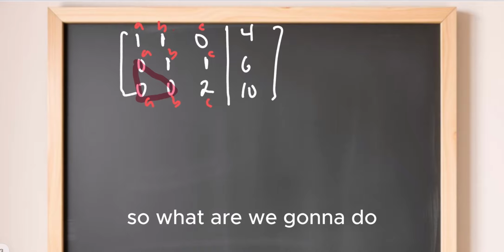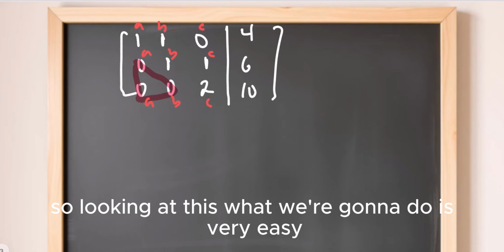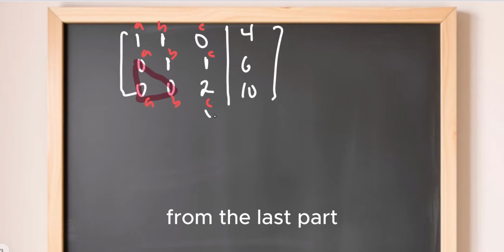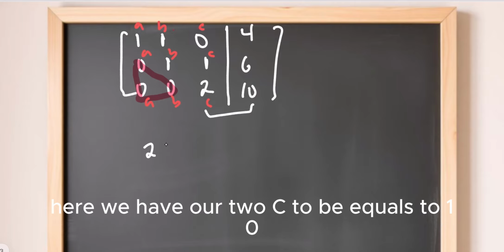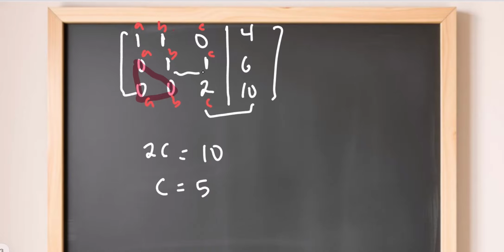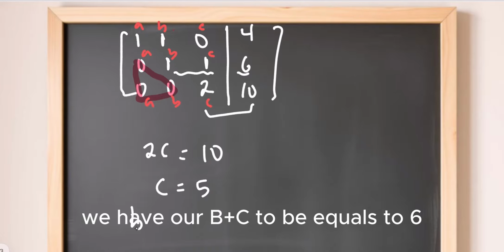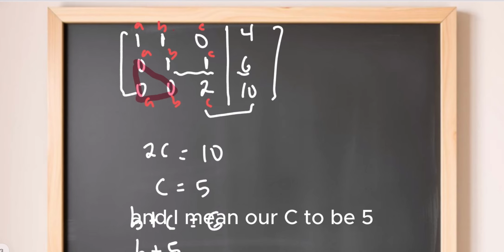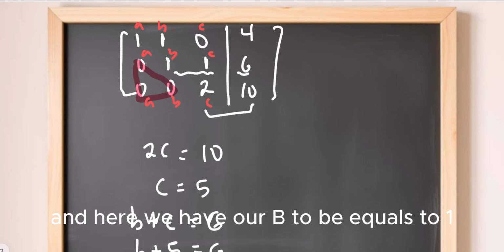So what are we going to do? What we're going to do is very easy. We want to compare the coefficients. From the last row here, we have 2C equals 10. And from here, C equals 5. Moving to the second row, we have B plus C equals 6. So here we have B plus 5 equals 6, and B equals 1.